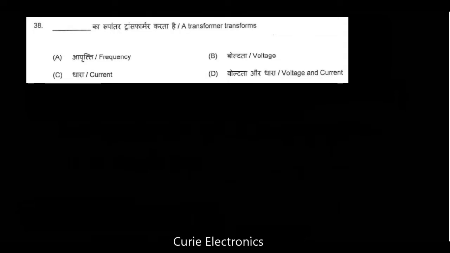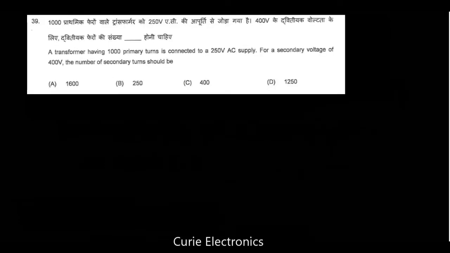Question number 38. A transformer transforms. So the transformer mainly we use for step up or step down or isolation. If you use it for step up or step down, either voltage will decrease or increase, so current also decreases or increases. So the current or voltage changes to keep the power constant. For an ideal transformer, power is constant. So a transformer transforms voltage or current.